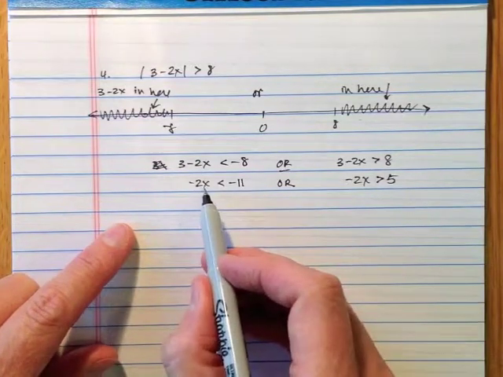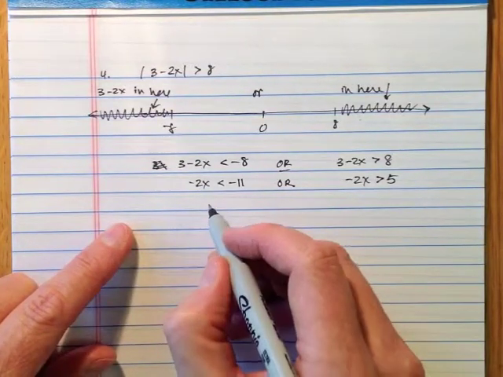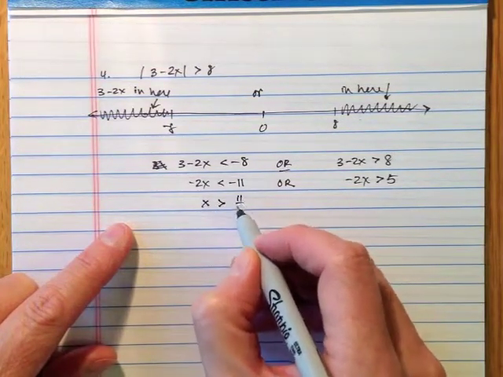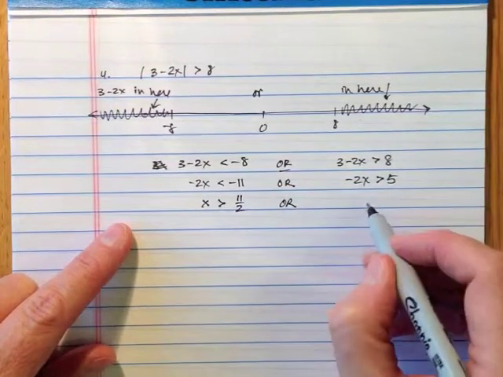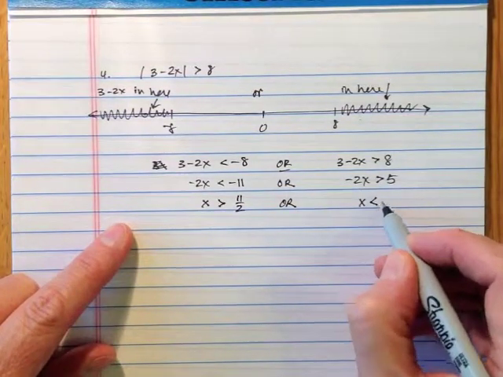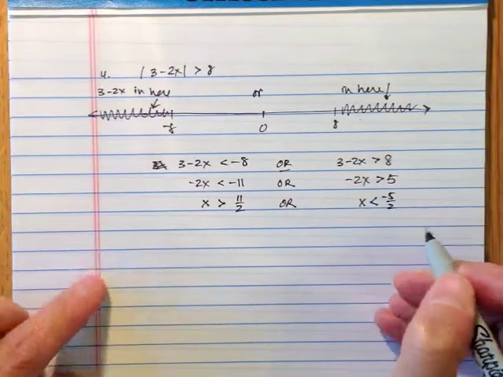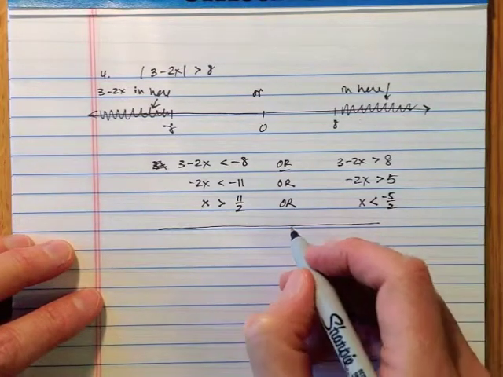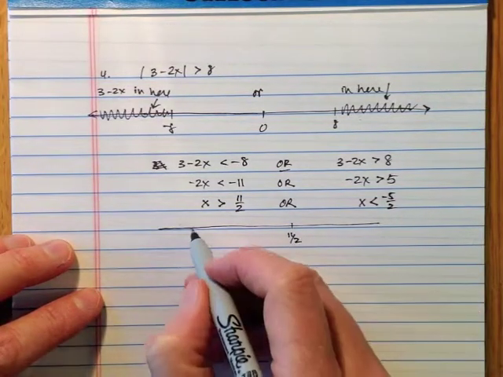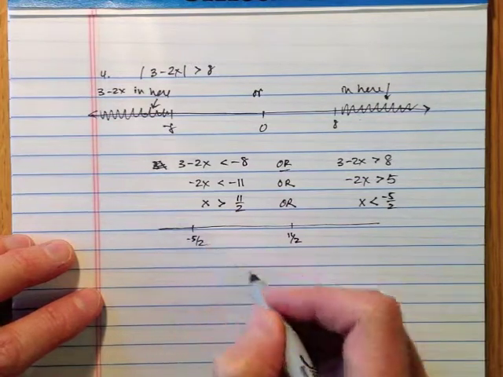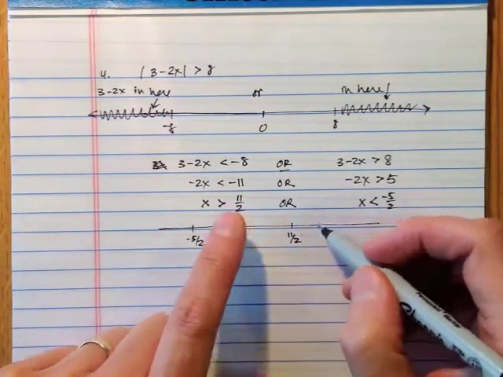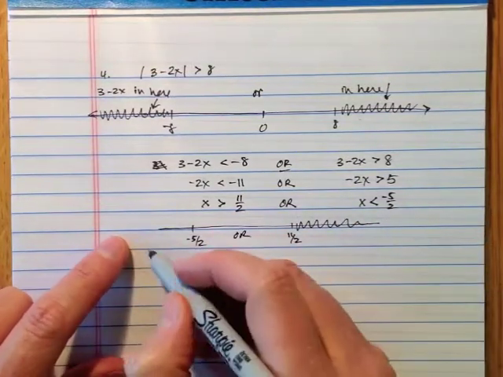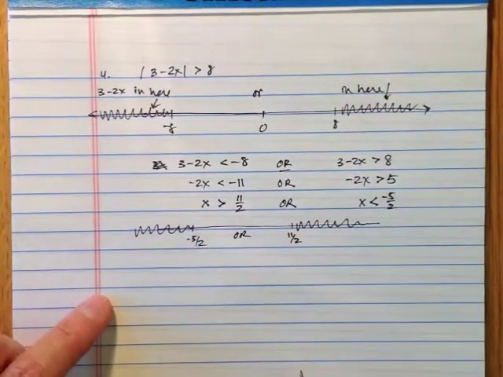Divide by -2, but be careful when you do, you have to flip the direction of the inequality. So when I divide by -2, I get x bigger than 11/2. Or divide by -2, x less than -5/2. And it always helps to draw a picture before you write down the interval notation. It doesn't have to be very accurate. It just has to help us figure out what to do next. x has to be in here, bigger than 11/2, or it has to be in here to the left of -5/2.